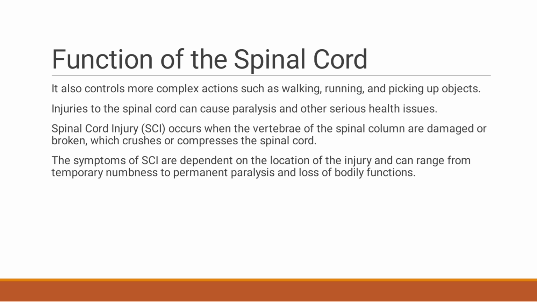Then, injuries to the spinal cord. If a spinal cord injury occurs, the vertebrae of the spinal column are damaged or broken, which crushes and compresses the spinal cord. The symptoms mainly depend on the location of the injury and can range from temporary numbness to permanent paralysis and loss of bodily function. These are all the overall functions of a spinal cord.